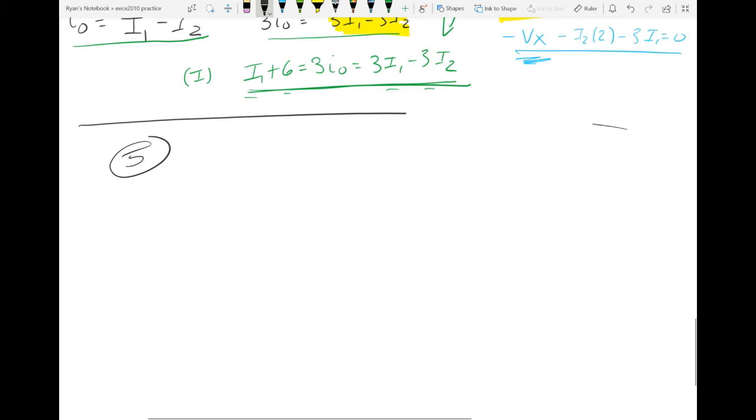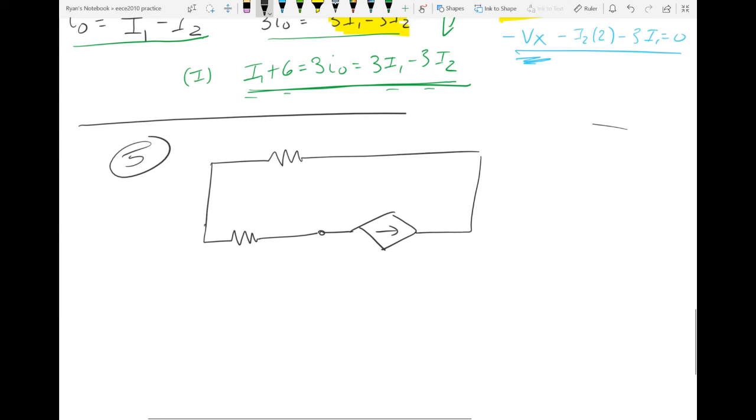Problem 5. All right. Problem 5 asks you to use mesh to find Vx. Okay. All right, this is a 2 ohm at the top, 2 ohm in the middle. This is valued at 2 times Vx. So we'll have to substitute that out.